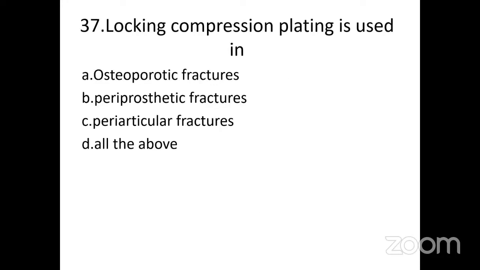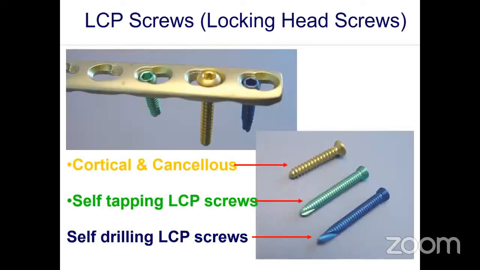The locking compression plating is a recent advancement in plating. In olden days, we used to do dynamic compression plating, but recently locking compression plating has come. That is used in open and osteoporotic fractures, periprosthetic and periarticular. So the answer is actually all the above.